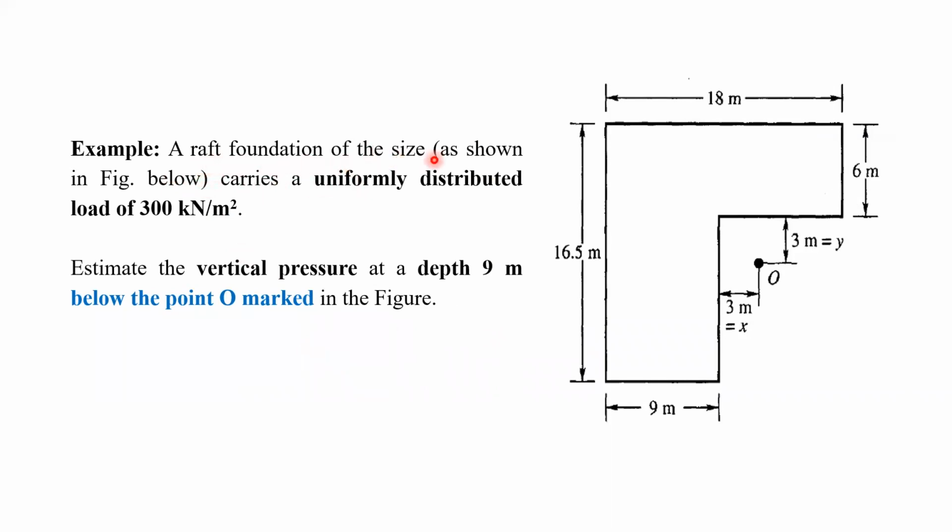A raft foundation of this size, as shown in the figure, carries a uniformly distributed load of 300 kilonewton per meter square. So this is the value of q, a small q. Estimate the vertical pressure at a depth of 9 meter below the point O marked in the figure. You can see this is the point. This is the irregular shape. You can see the shape of the footing is irregular. And what it says is that we have to find out the vertical stress at point O at 9 meter depth. So how do we use the Newmark's influence chart? Let us see.